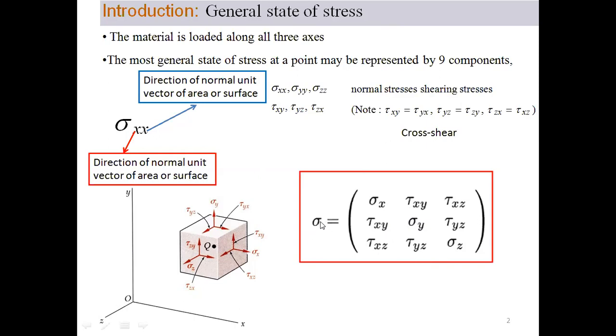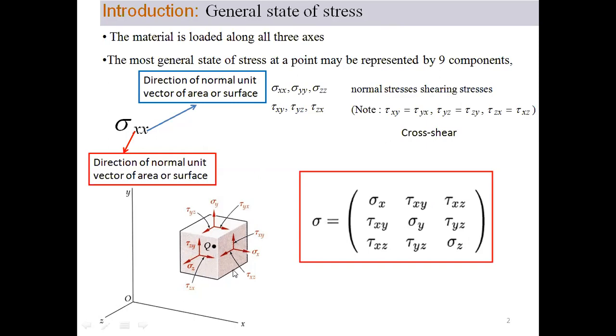So this is the general state of stress at point Q. In order to completely define the stress at a point, it would have 9 components. As it is a general state of stress, the loading is along all 3 axes. So you could see that the point is represented here. We are representing the point by a cube.